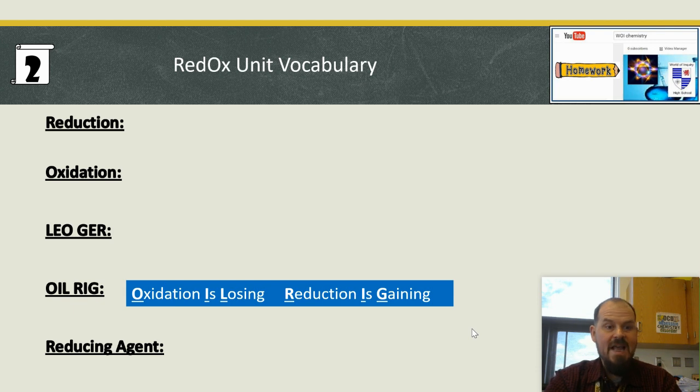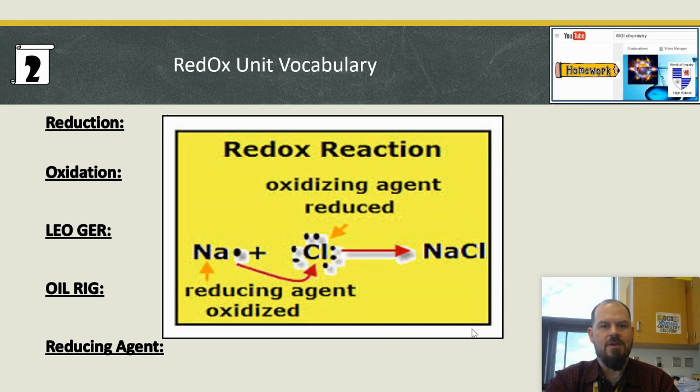Okay. The reducing agent. He's the guy that's responsible for the reduction. So Cl here is being reduced. He's gaining an electron. Reduction is gaining. OIL RIG. Reduction is gaining. So the reducing agent is the Na. And then opposite, Na is losing, so he's oxidizing. So the oxidizing agent is the Cl.